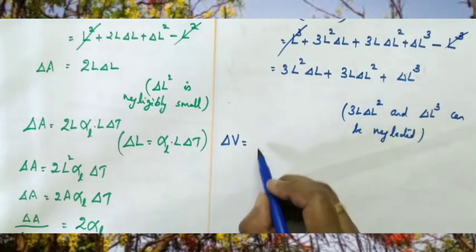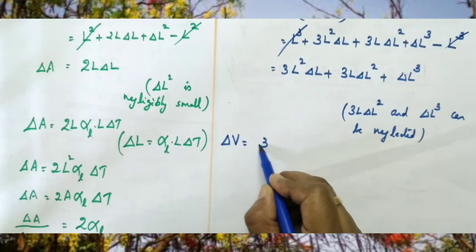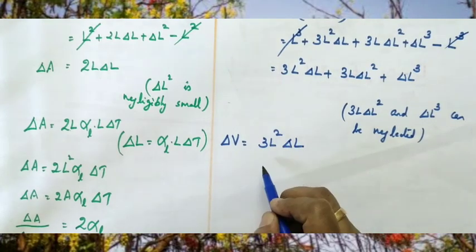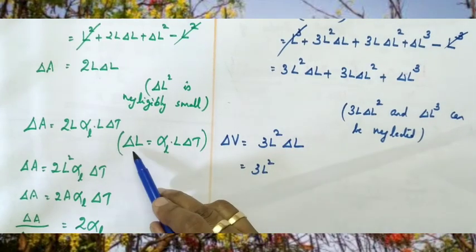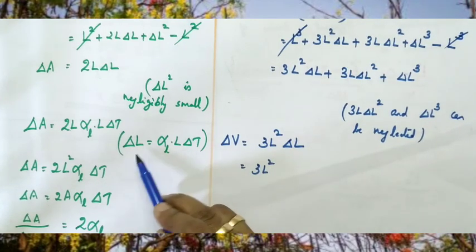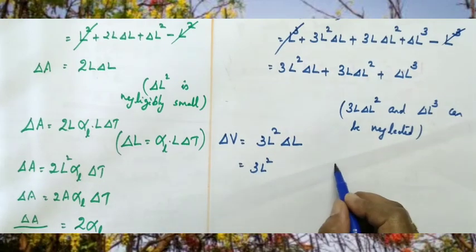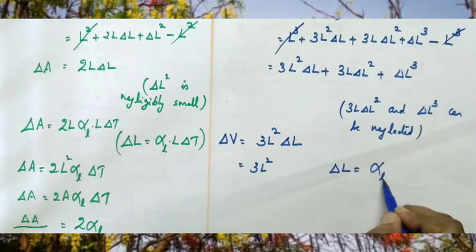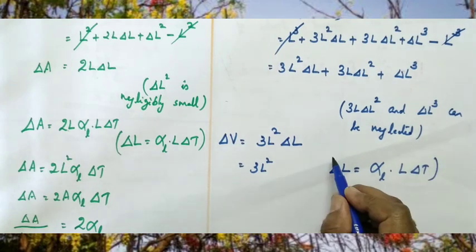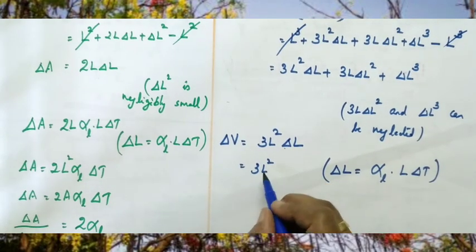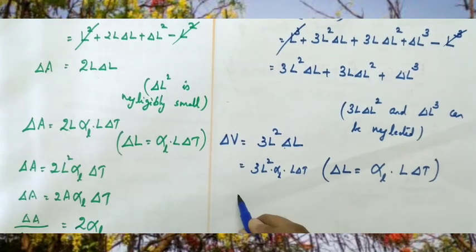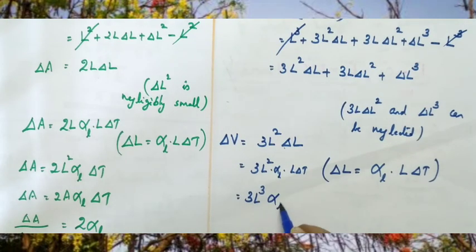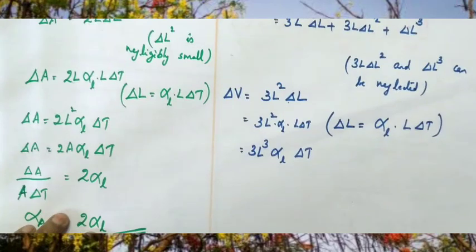So delta V, the increase in volume, can be written with these two terms neglected. The remaining is delta V equal to 3L square delta L. Relating to the coefficient of linear expansion, we can write delta L is equal to alpha L into L delta T. Substituting for delta L, delta V is equal to 3L square into L alpha L delta T, that is 3L cube alpha L delta T.